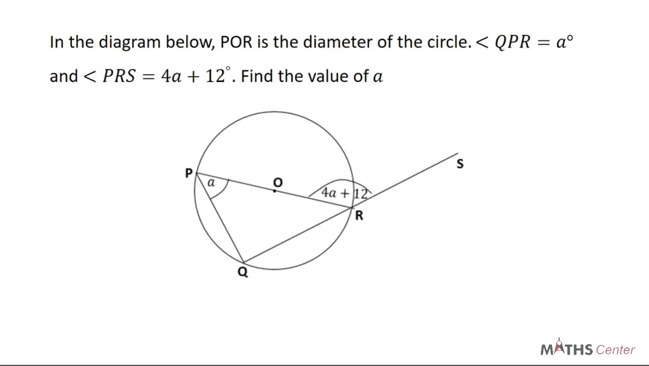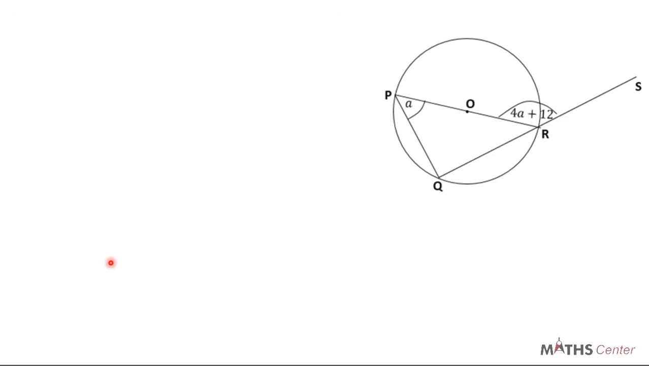The first one says that in the diagram below, POR is the diameter of the circle. Angle QPR is equal to A degrees. Angle PRS is equal to 4A plus 12 degrees. Find the value of A. Okay, so this is the question that we have been given, and we are supposed to find the value of A. So let's analyze the question.